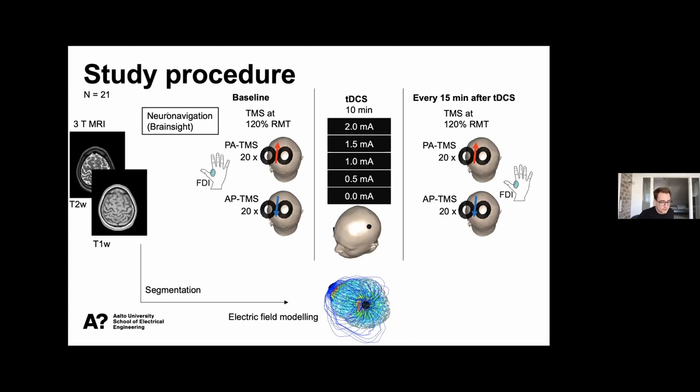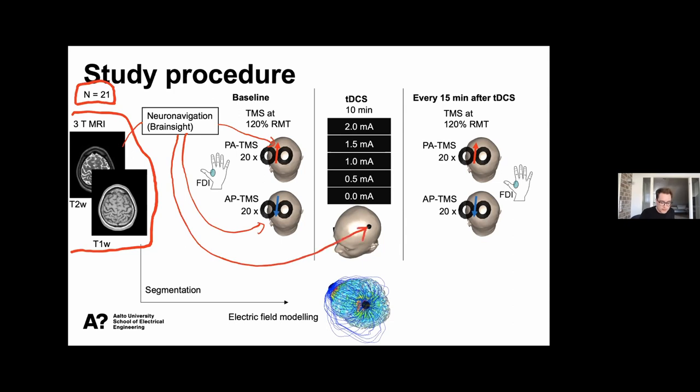Here is the study procedure. First of all, we had 21 participants. We took their MRI data using a 3 Tesla MRI scanner. These images were used for the neuronavigation system to position the TMS coil precisely over the target area. The neuronavigation system was also used to position and record the location of the tDCS electrode that was placed over the left M1 region.